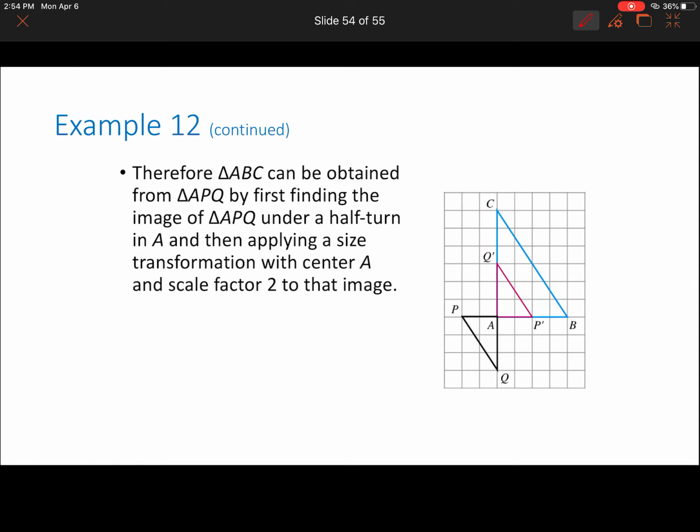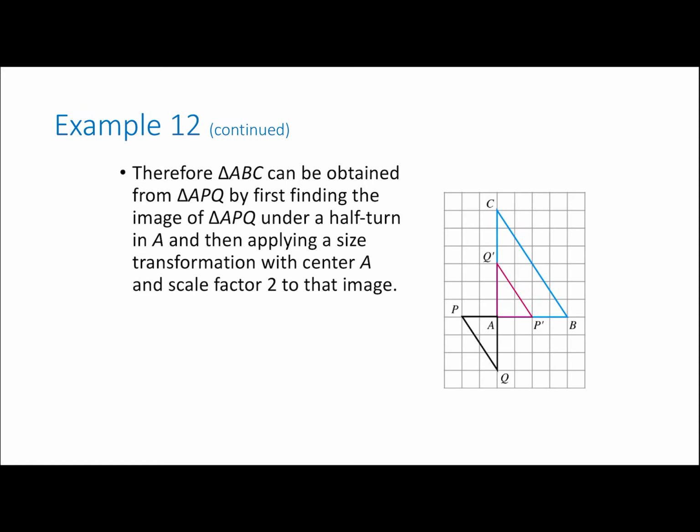So you can see how that went. So this APQ was the original. The one in red, A P prime Q prime, is after the half turn rotation, and then the blue one, ABC, is the image after that scale factor of 2 has been applied. And in that dilation, A is the center because point A doesn't move, right? We're not moving closer to or further away from that point. That point is still fixed, and so that must be the center.